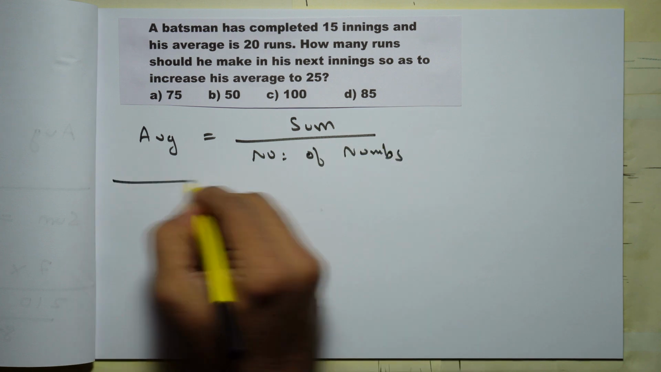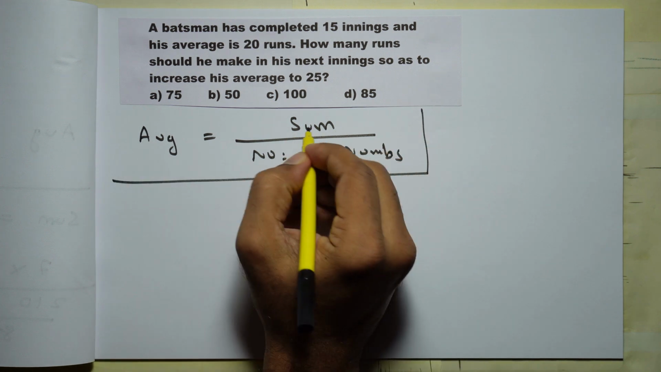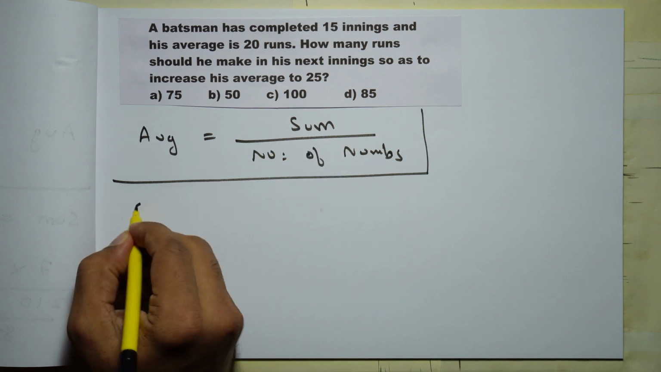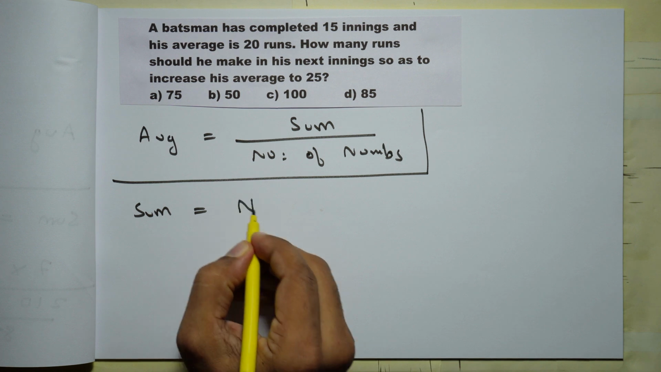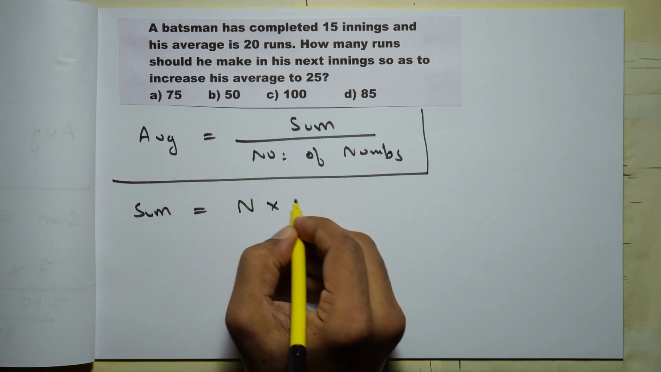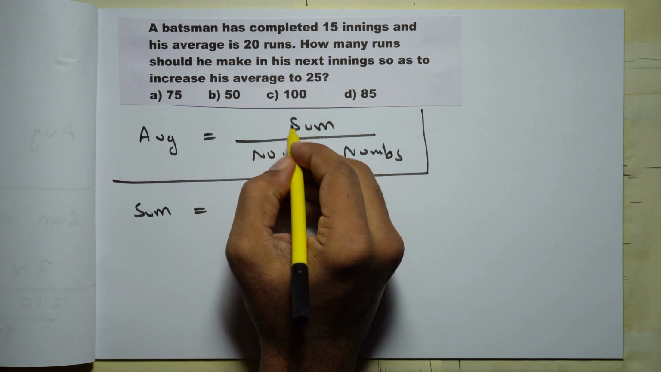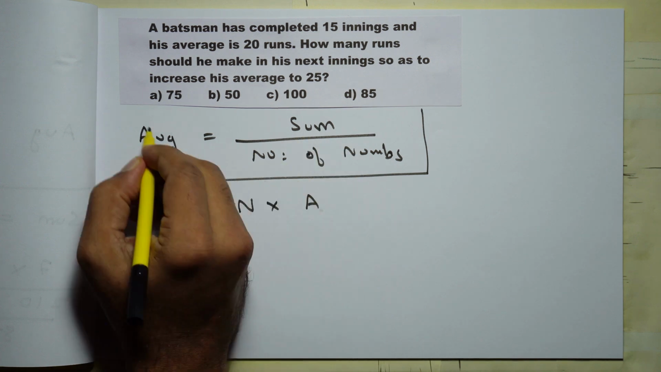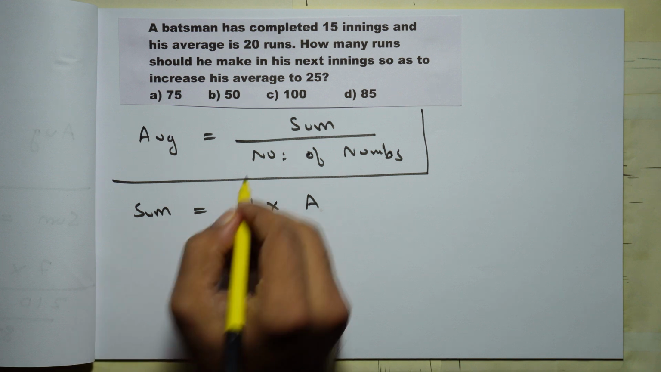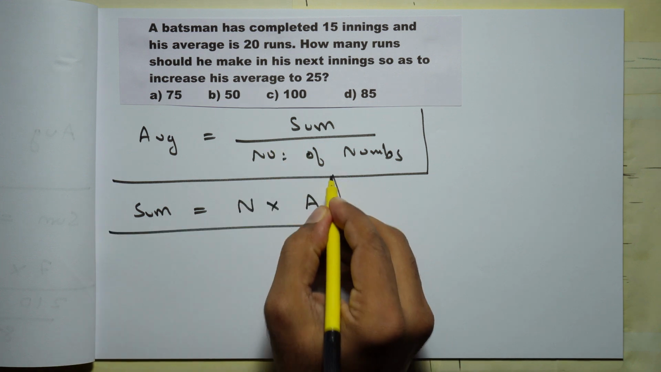So this is a basic equation. So this can also be written like this. Sum of all the numbers is obtained as number of numbers, I'll write it as n, into their average a. So the total sum of all the numbers is number of numbers n into their average a. So the basic formula can be written like this also.